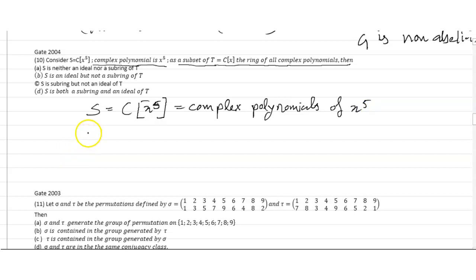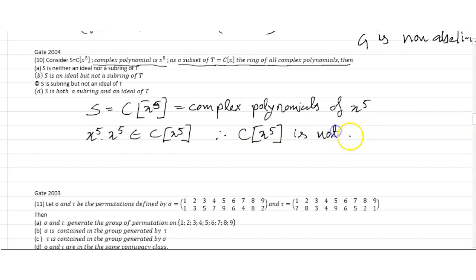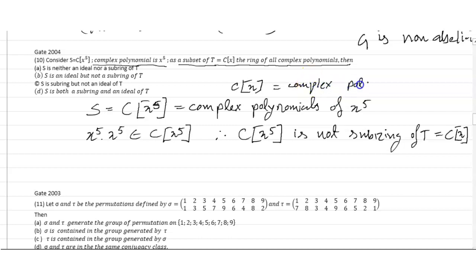So whatever I get, x to the power 5 into x to the power 5 belongs to C[x^5], but therefore C[x^5] is not a subring of T, where T equals C[x]. C[x] is the complex polynomials of x.